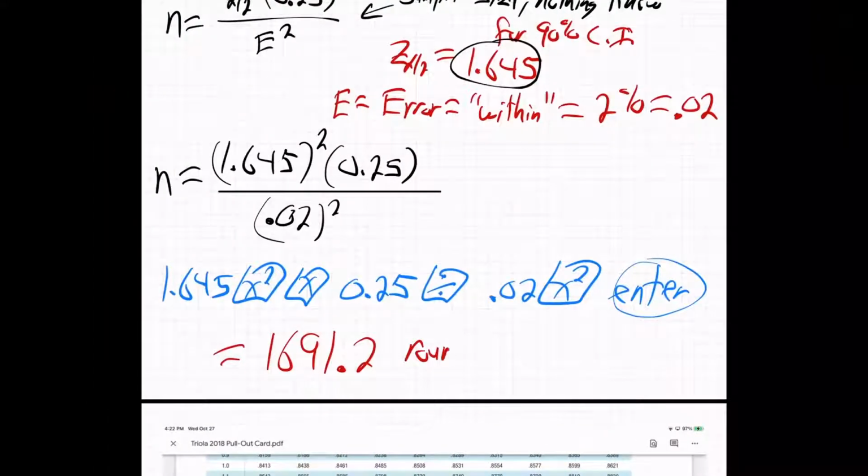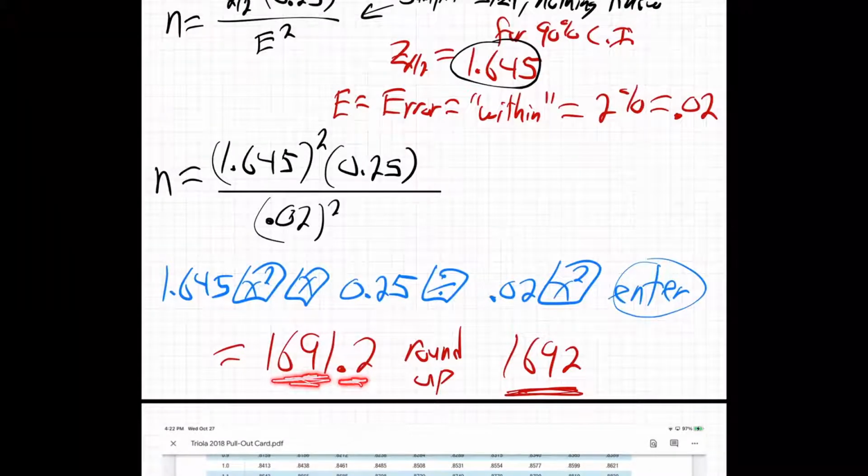So then I round up to 1692. Even though it was only 0.2, you've got to round it up. Why? Because more people in your sample is always going to give you more accuracy. You can't include a part of a person, right? You can't include 1,691.2 people. If you go down to 1,691 people, you have less accuracy than you need. So you've got to do more people, 1,692 people, then you've got the accuracy you need.